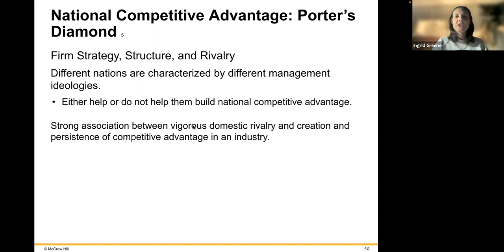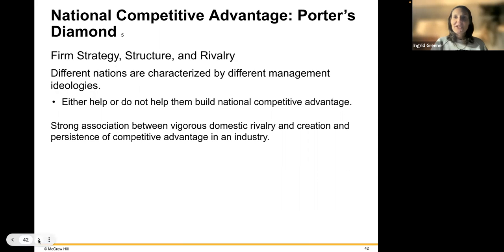There's a strong association between vigorous domestic rivalry and creation and persistence of competitive advantage in industry. And we talked a little bit about this in previous chapters, how different nations have a culture that helps competition or helps organizations move forward a little bit faster. Different religions have an influence.